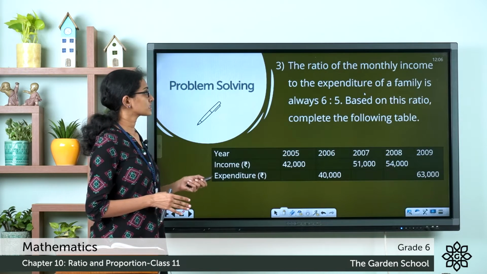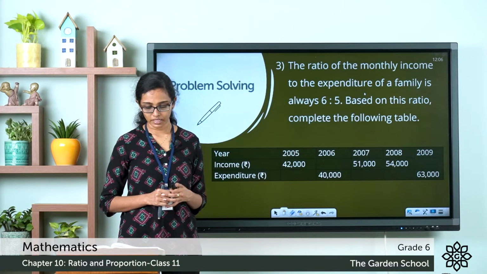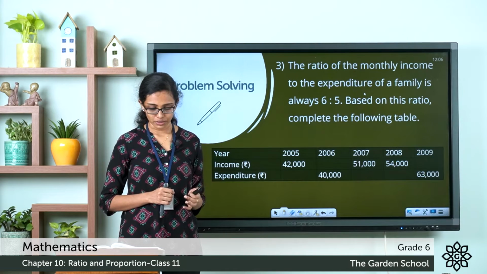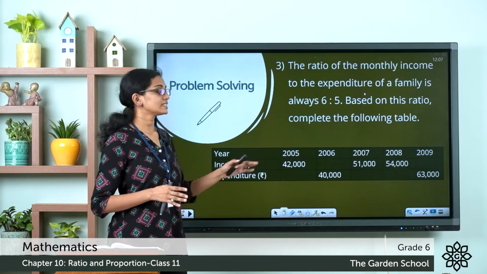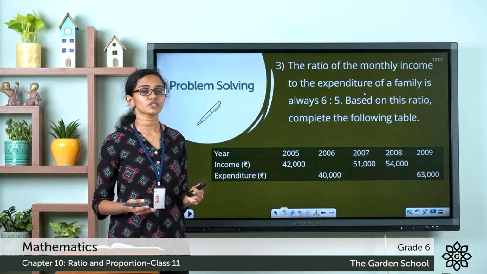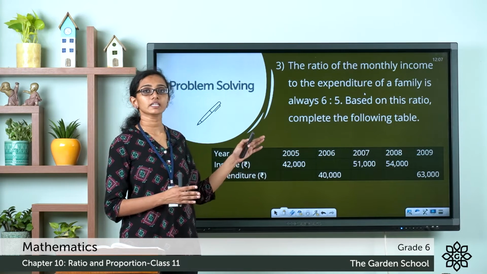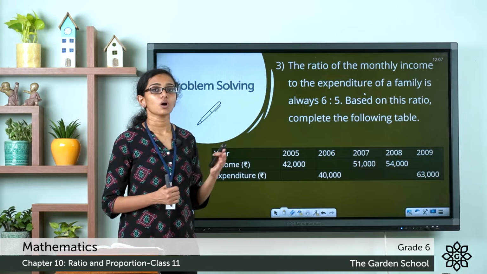Let's discuss question number 3 now. It says the ratio of the monthly income to the expenditure of a family is always 6 is to 5. Based on this ratio, complete the following table. So here in this question you can see a table is given. The first row is the year, the second row shows the income, that is the monthly income of that year, and the third row shows the monthly expenditure of that year.